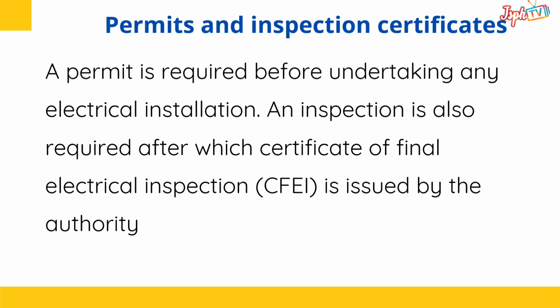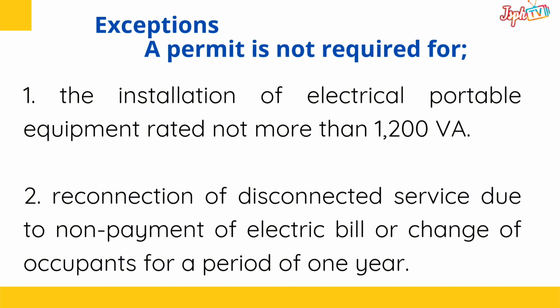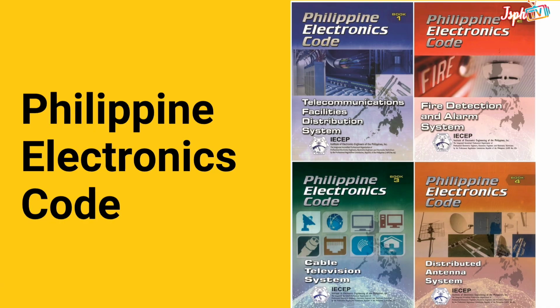Permits and inspection certificates. A permit is required before undertaking any electrical installation. An inspection is also required, after which a certificate of final electrical inspection is issued. For exemptions, a permit is not required for the installation of electrical portable equipment rated not more than 1,200 volt-ampere, reconnections of disconnected service due to non-payment of electric bill or change of occupants for a period of 1 year.